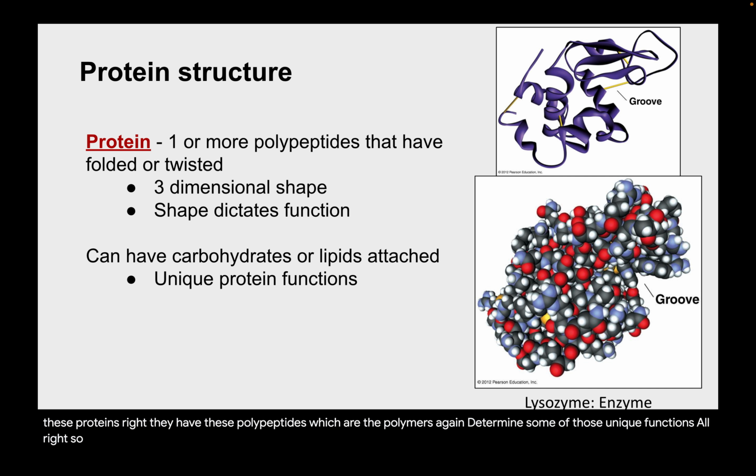All right, so we have our monomer, our amino acid. We have our polymer, our polypeptide. We put one polymer or more together. They fold, they create a three-dimensional shape. Now we get a protein.